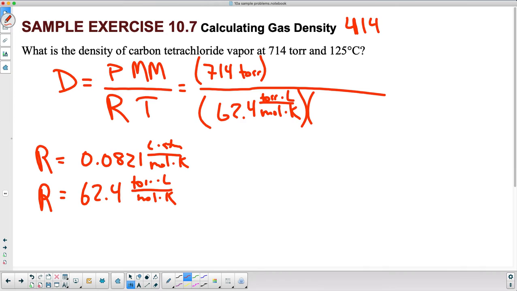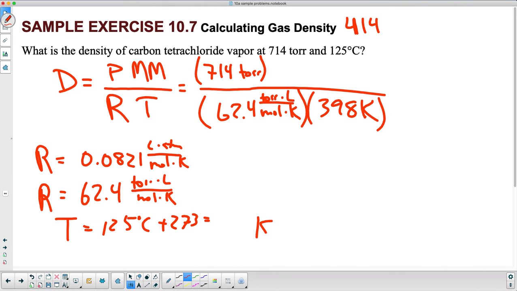And then we're going to have to change. Notice that our temperature is given to us as 125 degrees Celsius, so we have to add 273 to that to give us our Kelvin temperature, so we can plug that in up top. That looks like it's going to be 398 when we add those two together.